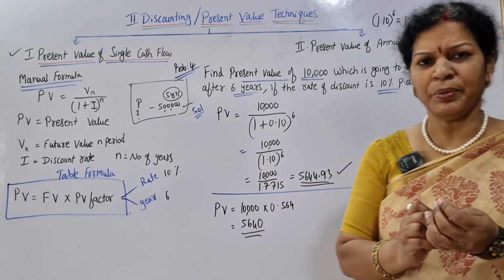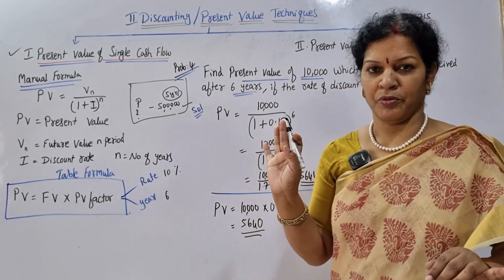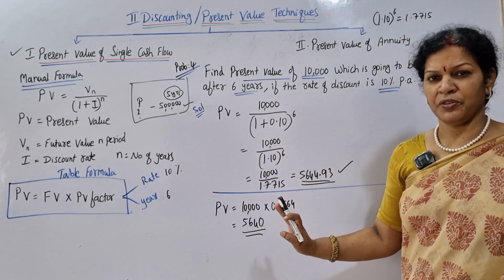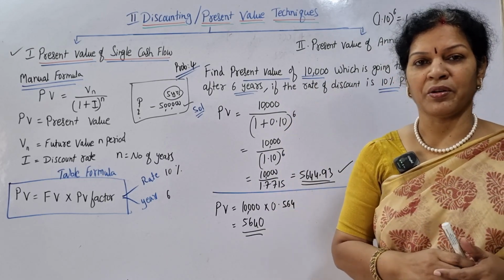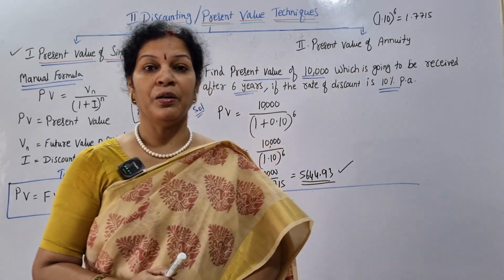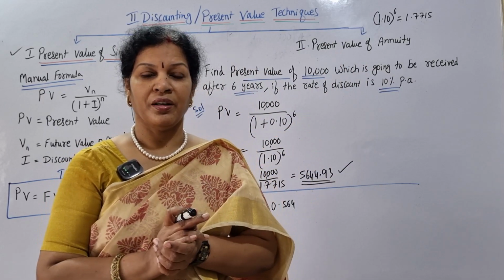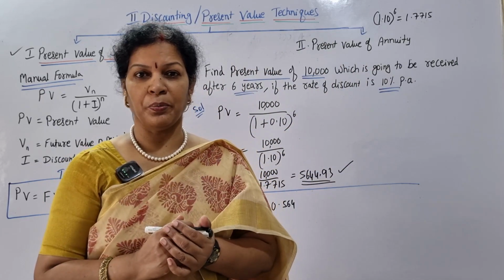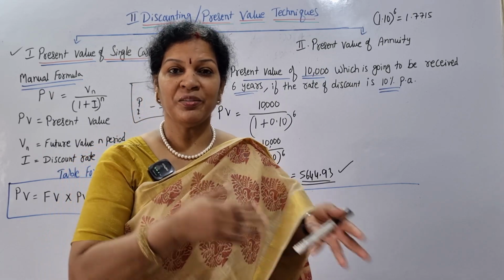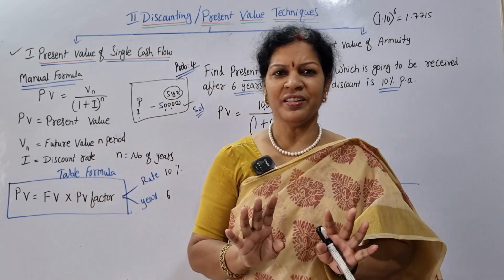Am I clear? Simple way, nothing to worry. The only thing is you have to understand the formula and how to implement it. That's all. Both the methods we have seen. If you understood, next class we'll focus on the present value annuity. Present value annuity means in the future you are going to get many inflows. For the next 3 years somebody is going to pay you 10,000, 3 times. What is the present value? So that we'll see. Okay. Hope it is clear. Next class.